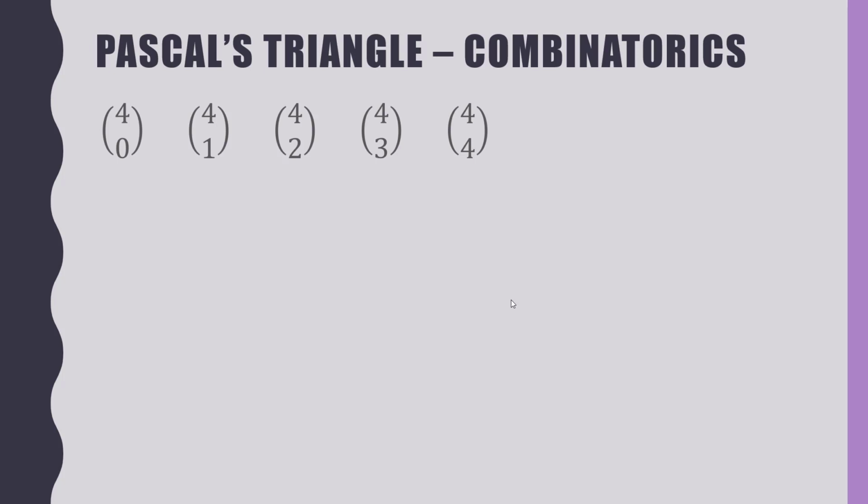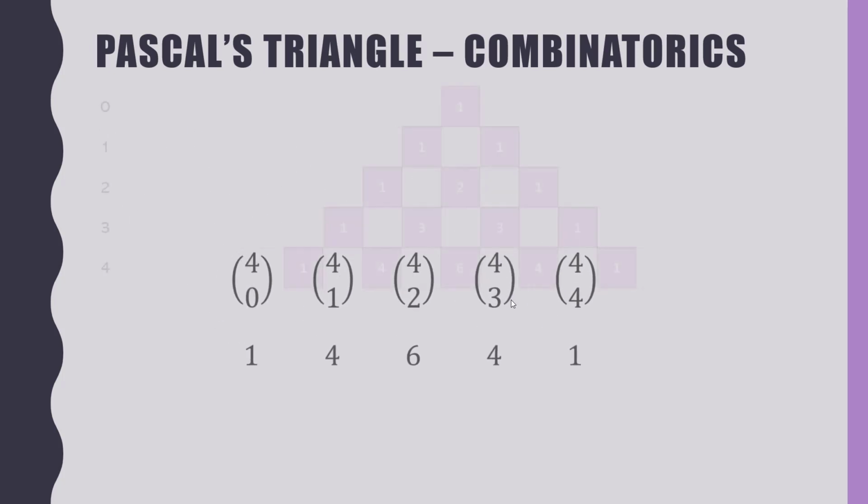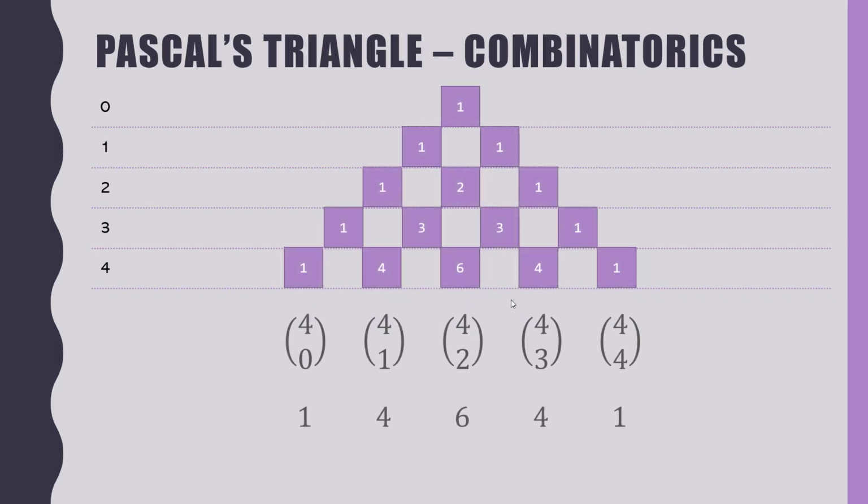4 choose 1. How many ways can I do that? 4 ways. 4 choose 2. If you remember the triangle, you can guess the next number. 1, 4, 6. 4 choose 3 is 4. 4 choose 4 is 1. Remember that number? That's row 4 of Pascal's triangle. And if I were to do 3 choose 0, 3 choose 1, 3 choose 2, 3 choose 3, those are the numbers I would get.